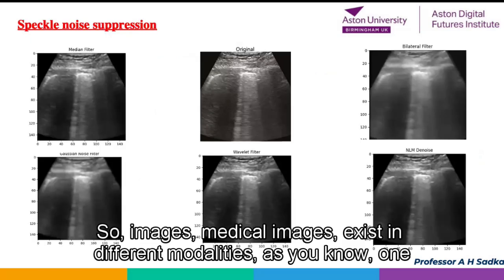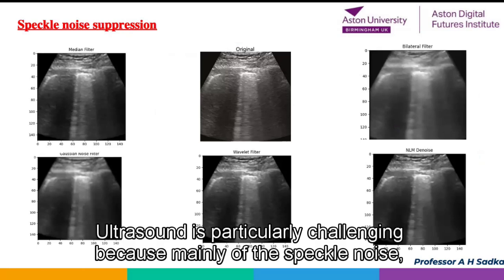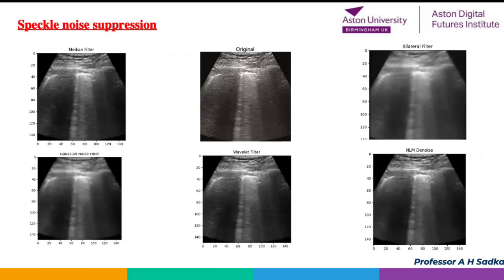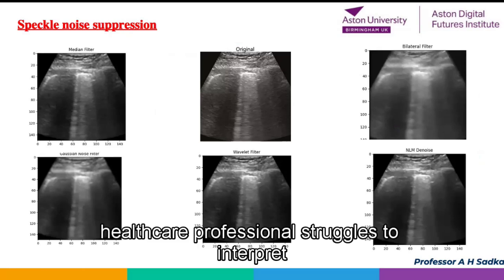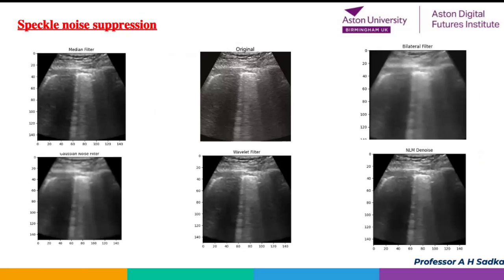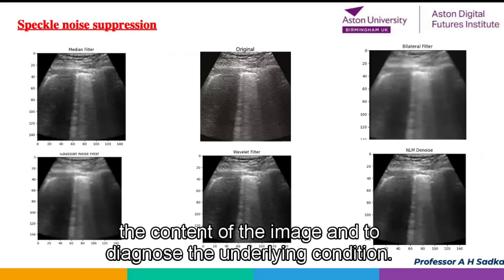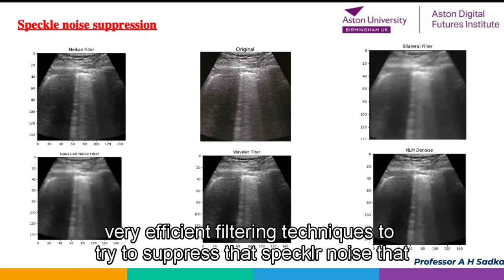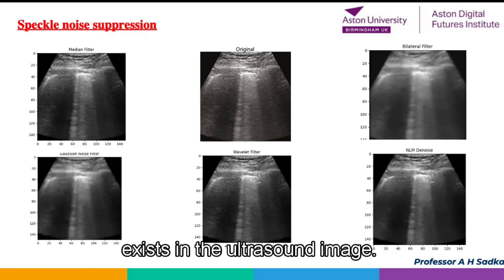So medical images exist in different modalities, as you know, one of which is ultrasound. Ultrasound is particularly challenging mainly because of the speckle noise in the image. It makes the image a little bit pixelated and indiscernible. So even to the trained eye, the healthcare professional struggles to interpret the content of the image and to diagnose the underlying condition. So what we normally do is to apply very efficient filtering techniques to try to suppress that speckle noise that exists in the ultrasound image.